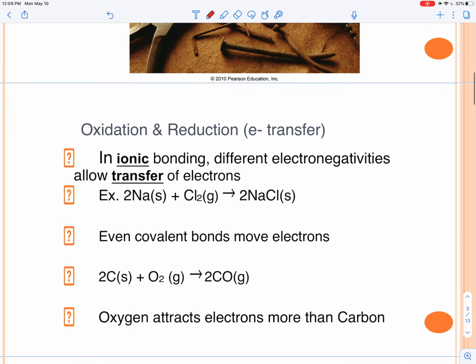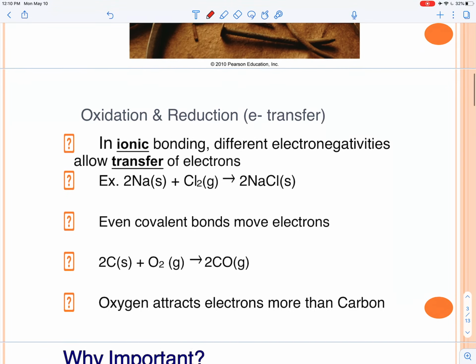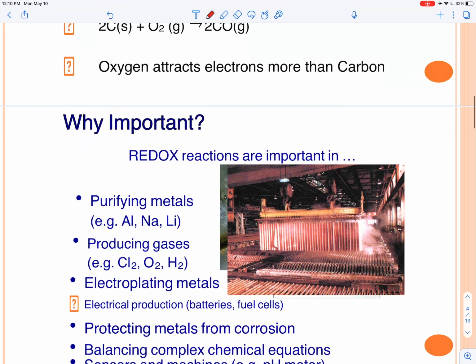So redox involves the transfer of electrons. As you know, ionic bonding involves the transfer of electrons. But even covalent bonds move electrons around. Oxygen here attracts more electrons than carbon. Okay, so it's the gaining and loss of electrons.